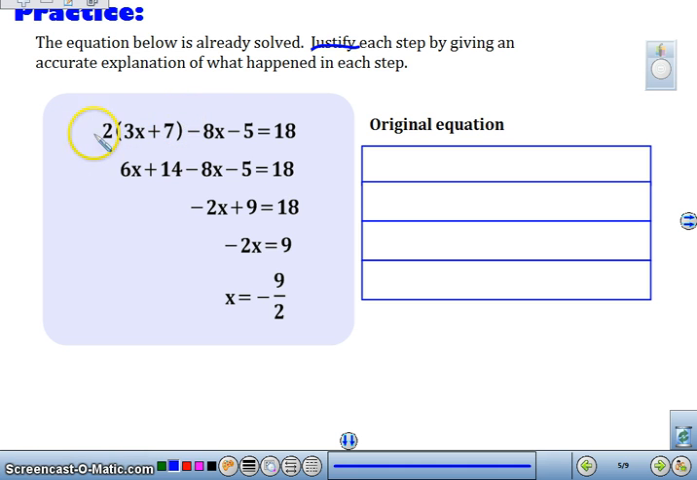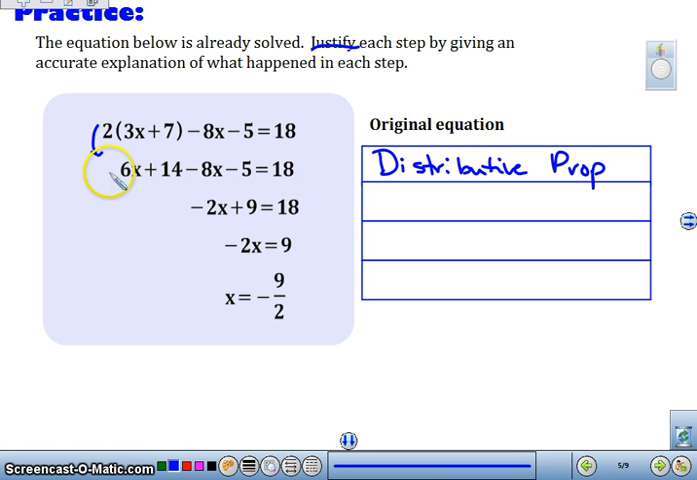We got rid of, from first step to the second step, what changed is there's no parenthesis. What property lets us get rid of parentheses? The distributive property. So we're going to put down distributive property as our reason from line 1 to line 2.